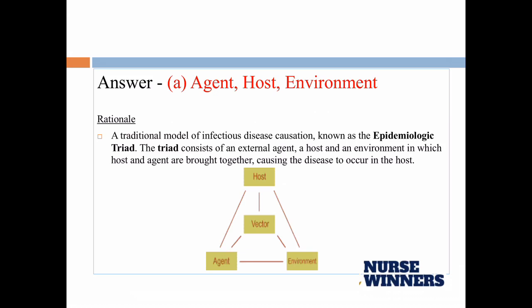Agent, host, environment. Rationale: a traditional model of infectious disease causation is known as the epidemiological triad. The triad consists of an external agent, a host, and an environment in which the host and agent are brought together, causing the disease to occur in the host.